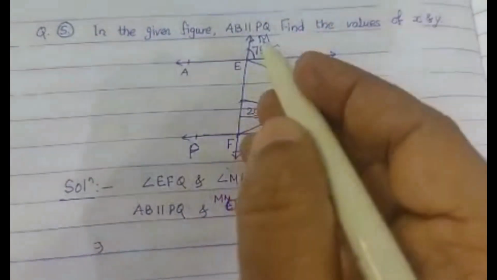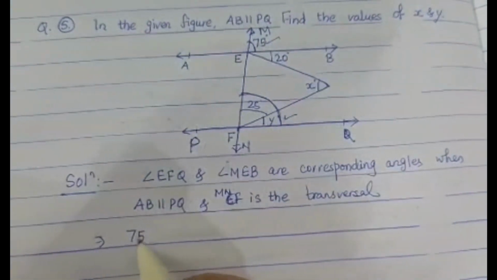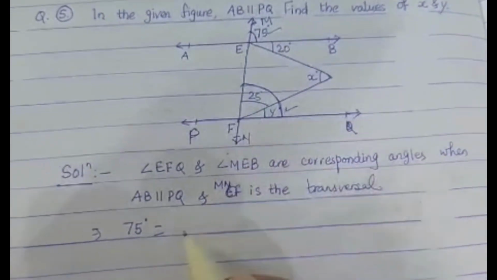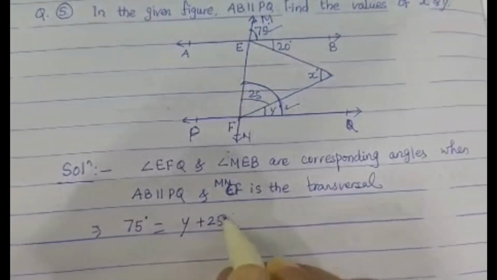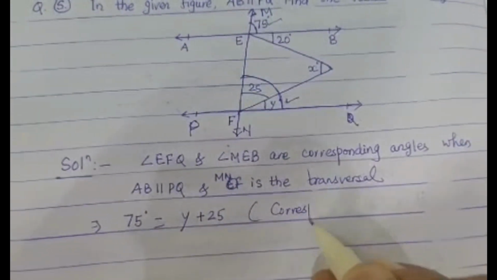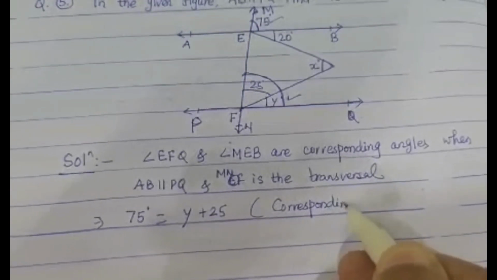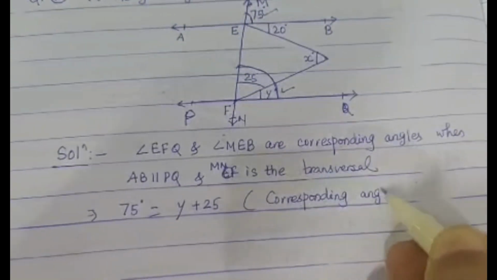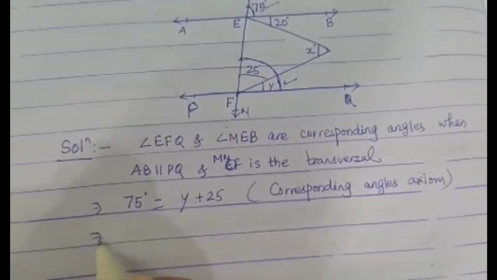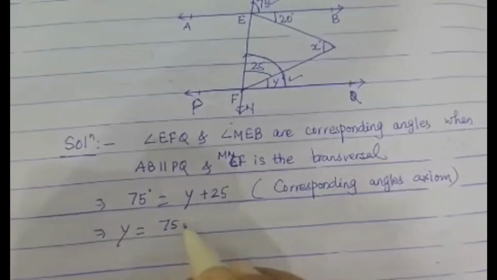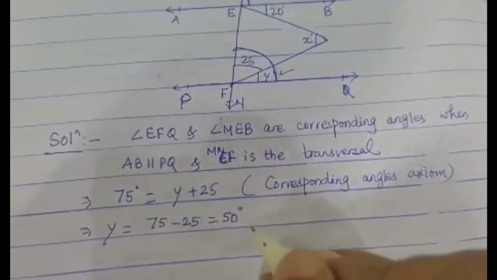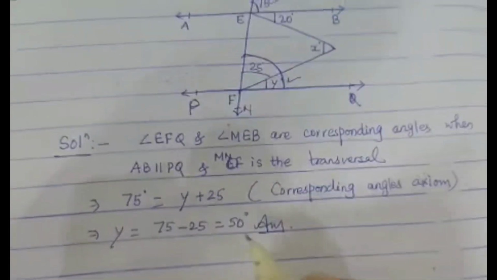So we can write this angle 75 is equal to this angle y plus 25, the whole will be y plus 25, by the corresponding angles axiom. These two angles will be equal. This implies y equals how much? 75 minus 25, that is equal to 50 degrees. So this is one of the answers, y equals 50 degrees.